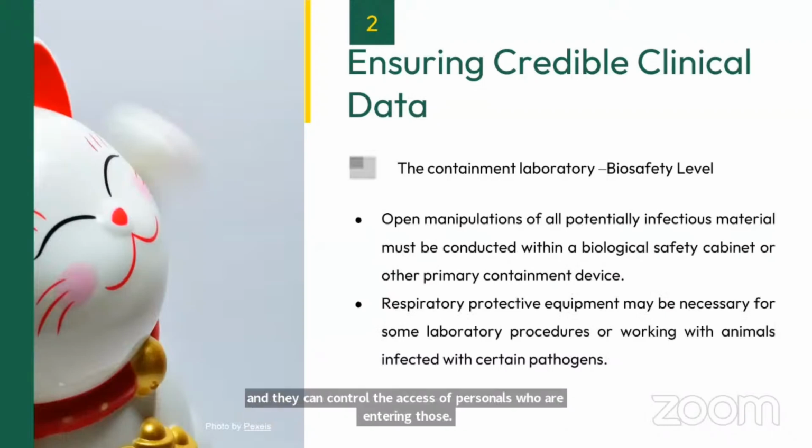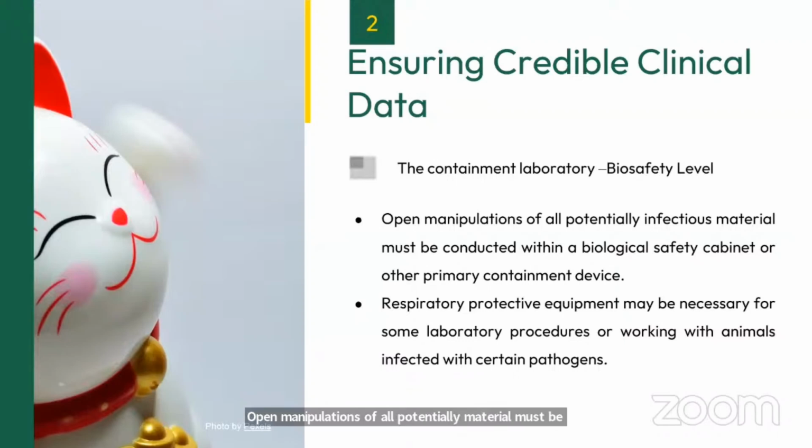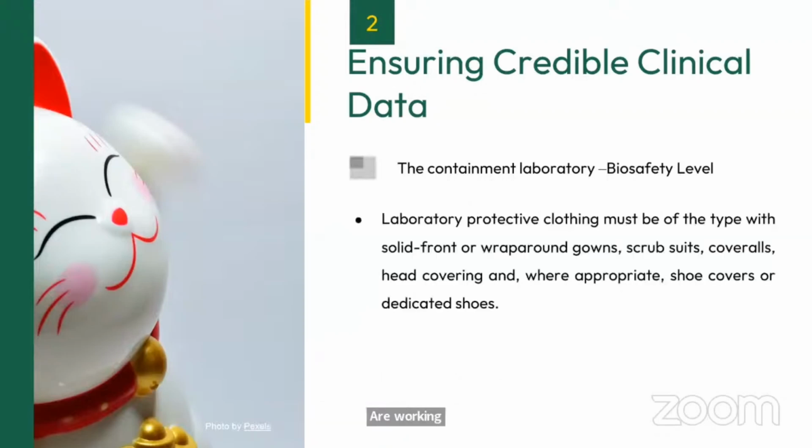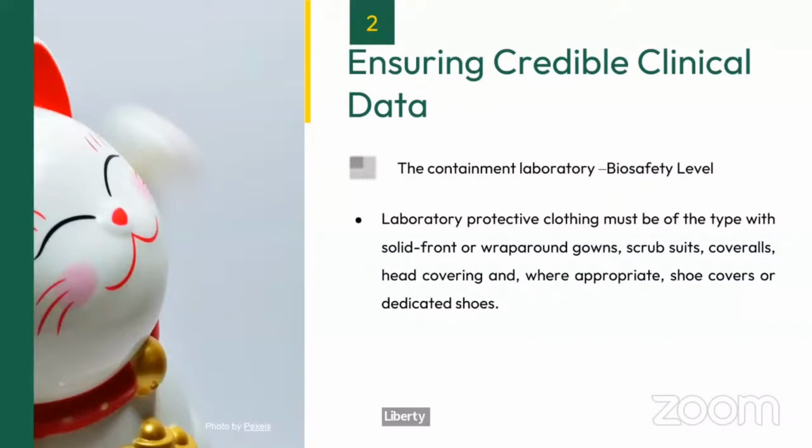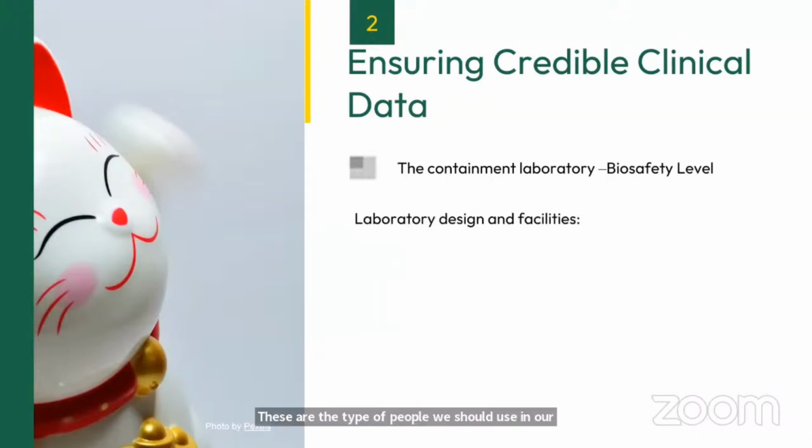Open manipulations of all potentially infectious materials must be conducted within the biological safety cabinet. So wherever you are handling infectious materials, it should be done in an appropriate biosafety cabinet. Respiratory protective equipment must be used whenever you are working with infectious materials in the laboratory. Laboratory protective clothing must be of the type with solid front, such as wrap-up gowns, scrub suits, overalls and coveralls, and head covering where appropriate. Shoe covers and dedicated shoes should be available. These are the types of PPE we should use in our laboratory while handling microorganisms.